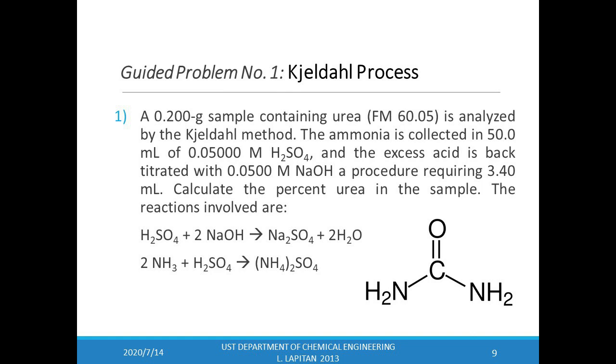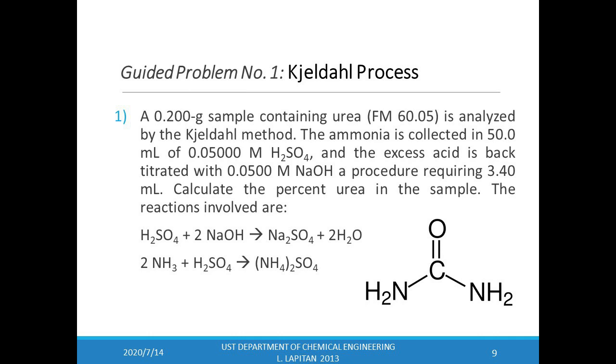Alright, so after watching the video, now let's look at a typical example for Kjeldahl analysis. A 0.200 gram sample containing urea with a formula mass of 60.05 and a structure of urea shown below is analyzed by the Kjeldahl method. The ammonia is collected in 50 mL of 0.05 molar sulfuric acid, and the excess acid is back titrated with 0.050 molar sodium hydroxide, a procedure requiring 3.40 mL. Calculate the percent urea in the sample.